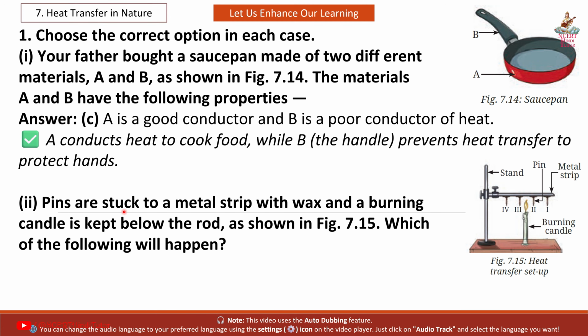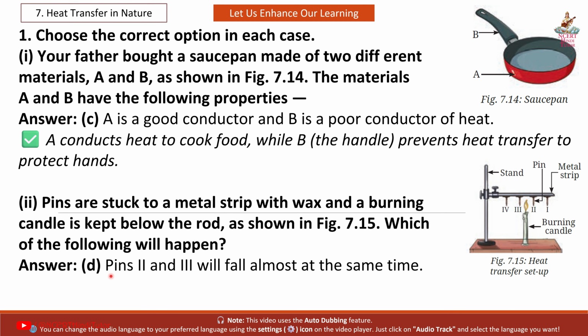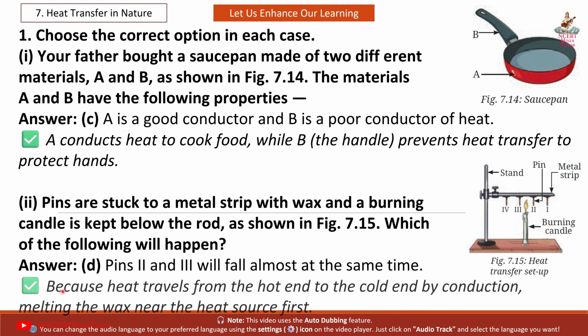Second, pins are stuck to a metal strip with wax and a burning candle is kept below the rod, as shown in figure 7.15. Which of the following will happen? Answer D: Pins second and third will fall almost at the same time, because heat travels from the hot end to the cold end by conduction, melting the wax near the heat source first.